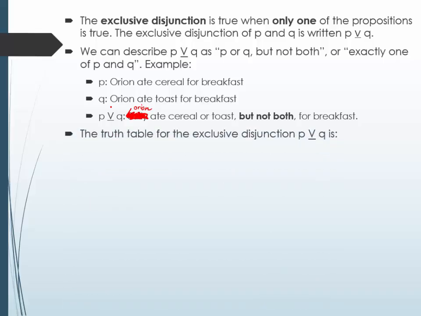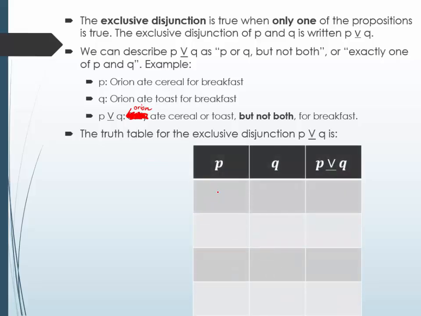So the truth table for the exclusive disjunction is as follows. We have, of course, true, true, false, false. We have true, false, true, false. And then what do we have? What do you think, Hurley? False, true, true, false. There it is. You can't have both. You have to have one. You can't have both false.